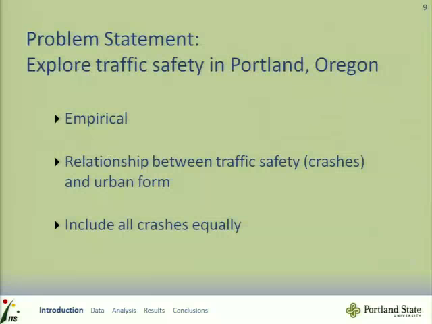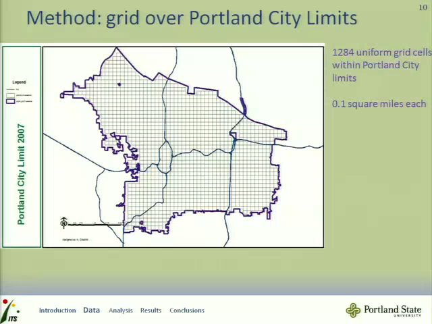Well, this led to me wanting to do an empirical study with data in Portland. I wanted to look at the relationship between traffic safety and urban form, but I wanted to be able to include all crashes equally and not have this philosophical issue when I'm starting a technical problem of should I or shouldn't I include the peripheral crashes and how do I count them appropriately. So I decided to use the idea of Kim and Levine and have a uniform spatial grid that I overlaid over the city of Portland. There were 1,284 grid cells.